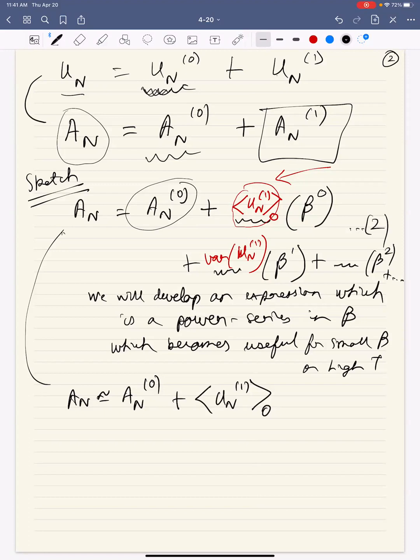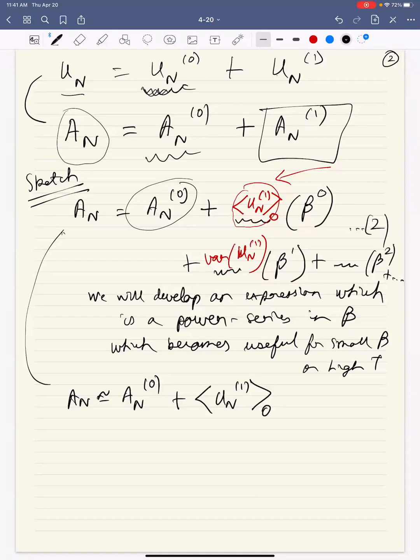The ensemble average of U_N^1 in the reference potential sounds like a mouthful, but what does it really mean? It means the average value of the perturbation you would feel if you were simulating the system, studying the system in the reference potential. That's what it is. And the third term actually depends on variance. We are not going to prove that over here.